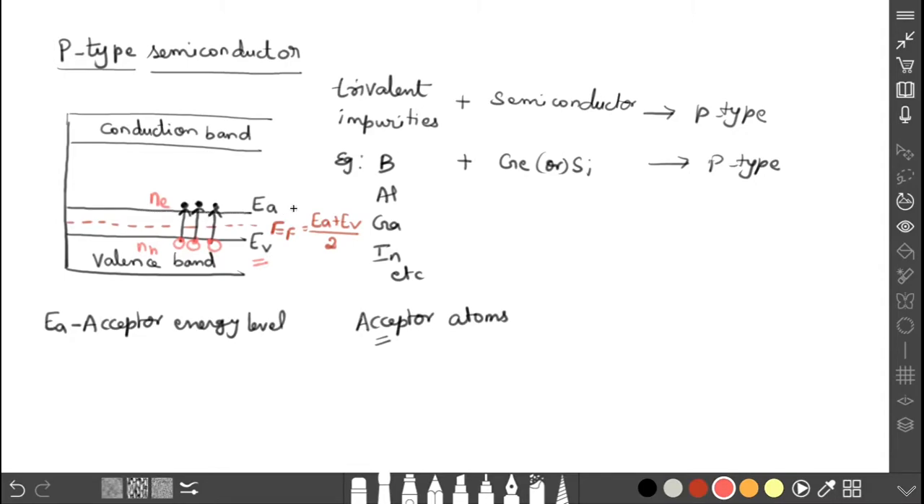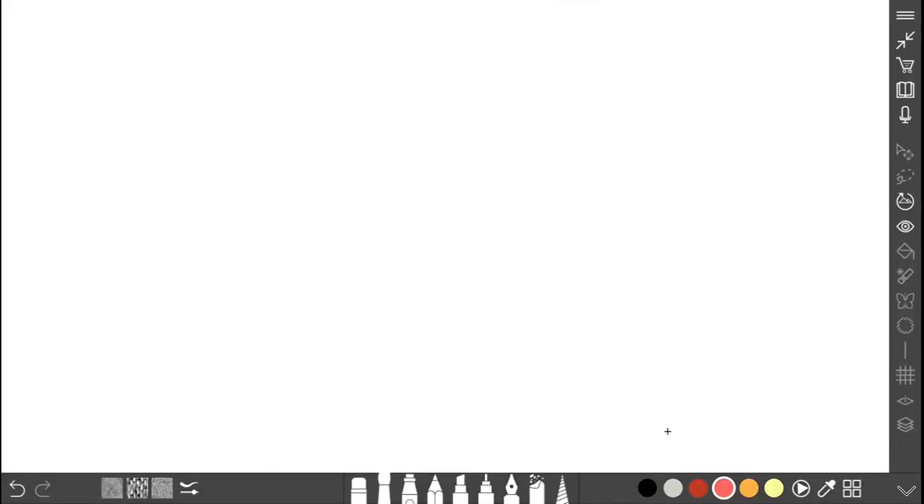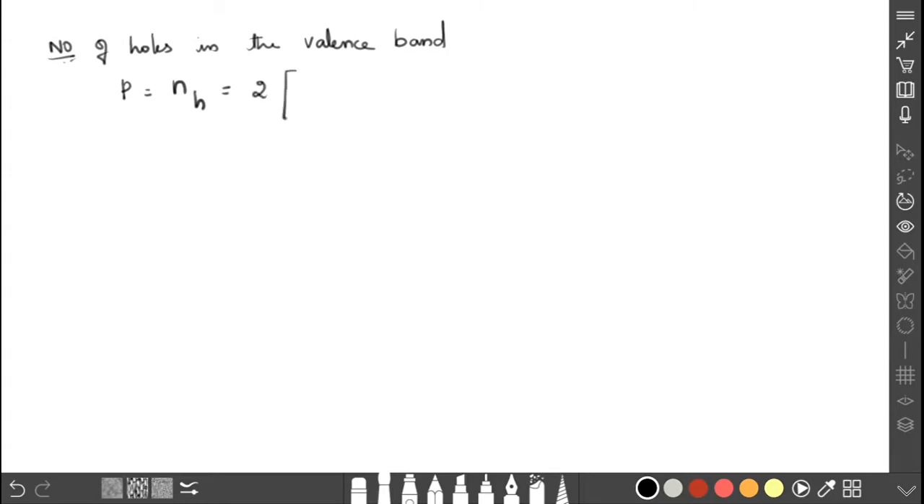Okay, now let us start the discussion. The first step is the number of holes in the valency band. As we know, that is P, but here I am going to write it as N suffix H, which is equal to 2 into (2 pi m H star KT divided by H square) whole to the power of 3 by 2, times exponential of (EV minus EF) divided by KT. This is the expression that represents the number of holes in the valency band. I am considering this equation number 1.